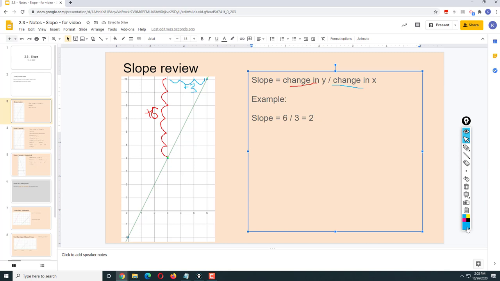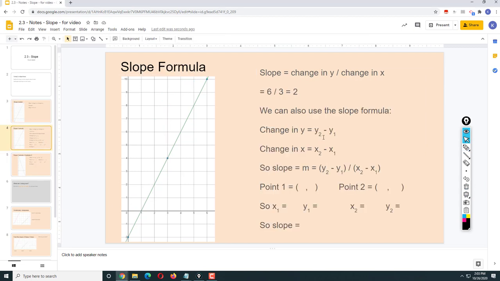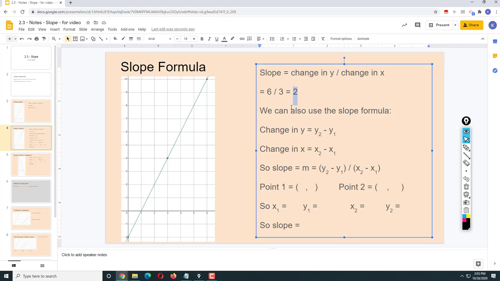And that makes sense because every time we go up 2, we go to the right 1. Up 2, right 1. Up 2, right 1. Is there a formula for this? Sure. For the same line, we know that slope is 2. Well, change in y is just y2 minus y1. Change in x is x2 minus x1. So the slope m is y2 minus y1 over x2 minus x1.